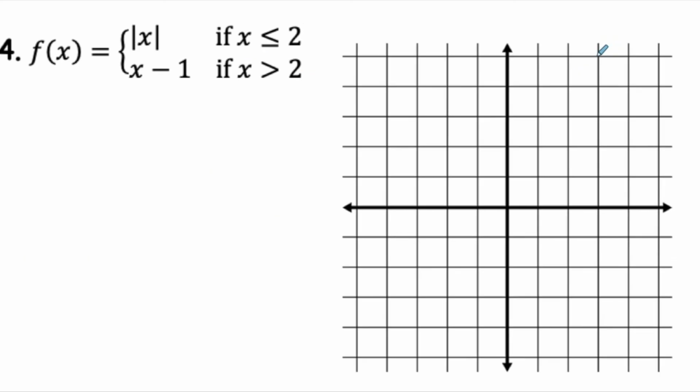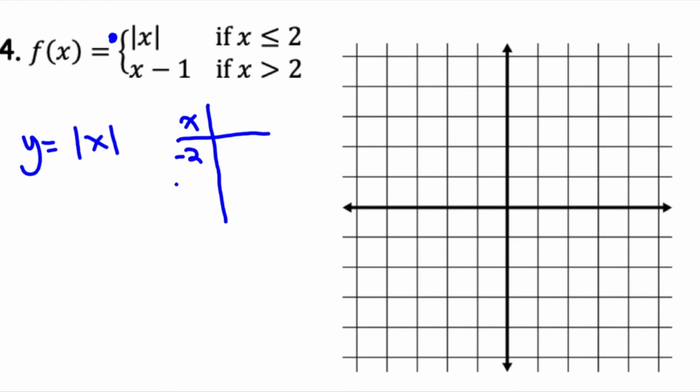Number 4, absolute value of x is going to be my blue graph. So this is the blue one right here. All right, now y equals absolute value of x. Again, if you don't remember what it looks like, go ahead and make up a table. Let's just use negative 2, negative 1, 0, 1, 2, and then plug those into the absolute value of x. This will give us our y values.